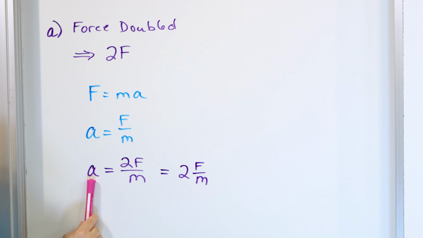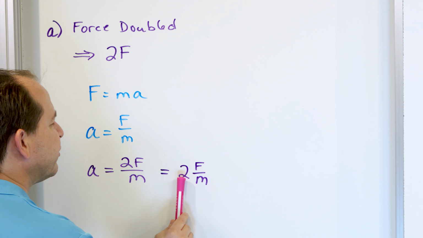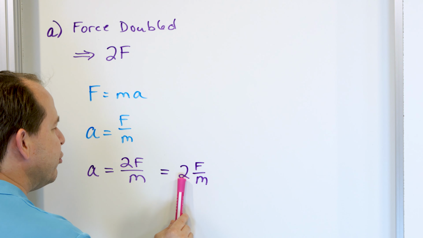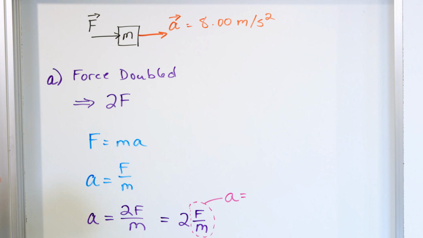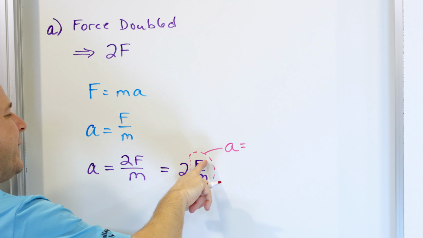The acceleration in this case, when I've doubled the force, is going to be equal to 2 times the ratio F over m. But I already know that Newton's law is the acceleration is always given by F divided by m. So basically this quantity right here is equal to the original acceleration that I was given in my problem statement, right? Notice my problem statement. I was told that the original acceleration was 8 meters per second squared. So because I have F over m, I can say that this is equal to 8.00 meters per second squared.